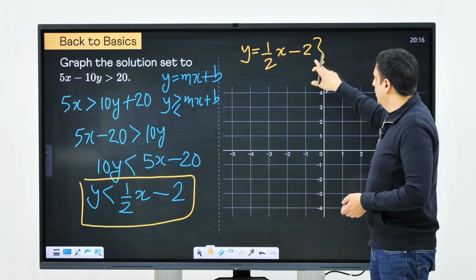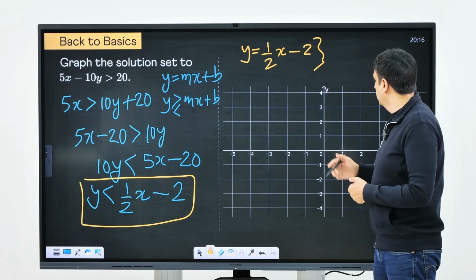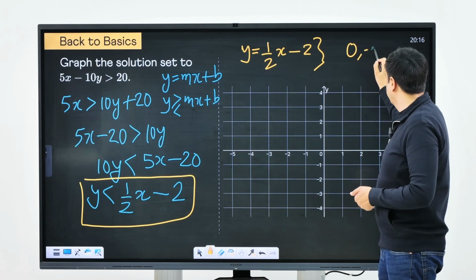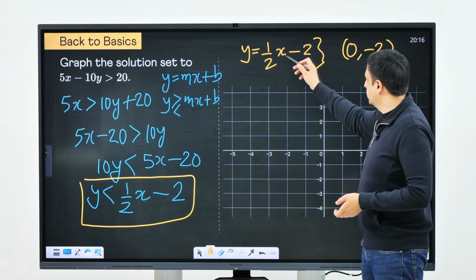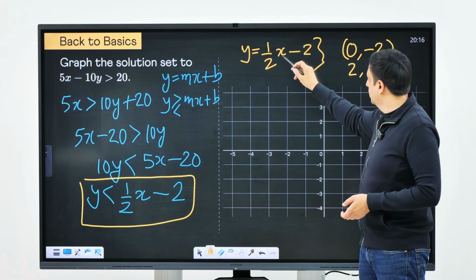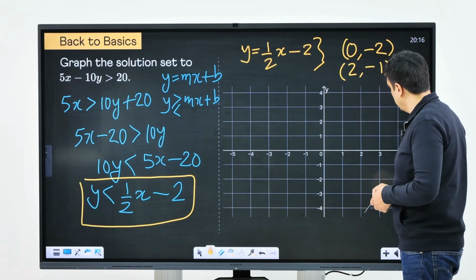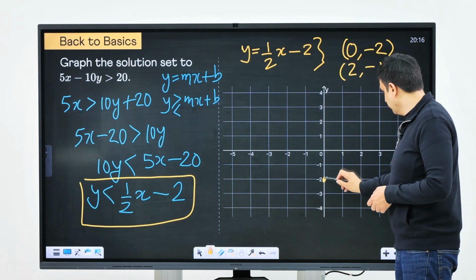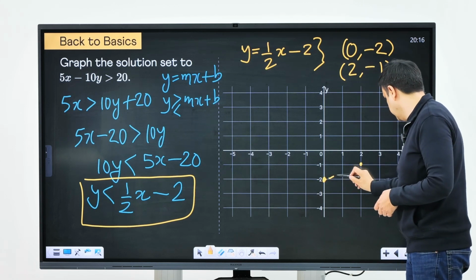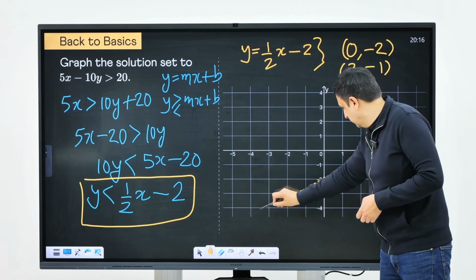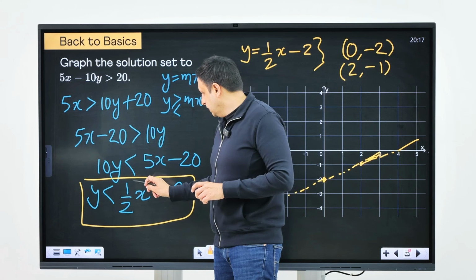So we already know this. We have the slope, we have the y-intercept, or we can just plot any 2 points and draw a line through them. So for example, if we take x as 0, y would be negative 2. So that's one possible point on the line. And if we take, let's say, x as 2, y would be negative 1. Okay, so these are 2 possible points on this straight line. So let's plot them. 0 comma negative 2 is here, and 2 comma negative 1 is here. And now let's just draw a line.